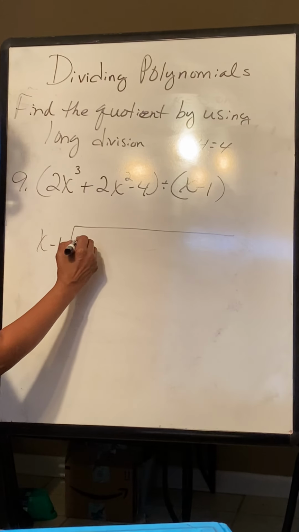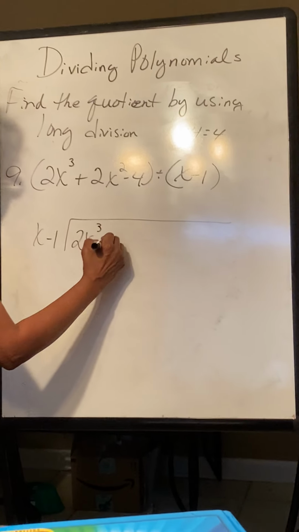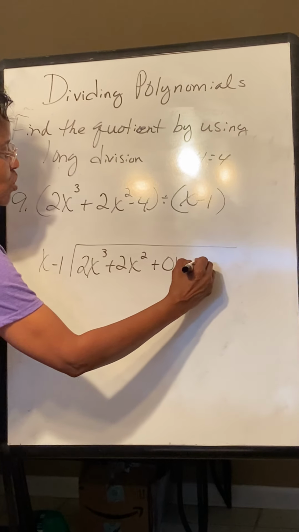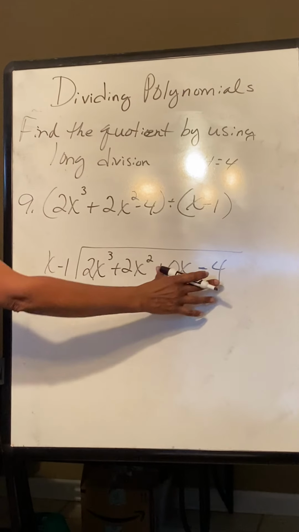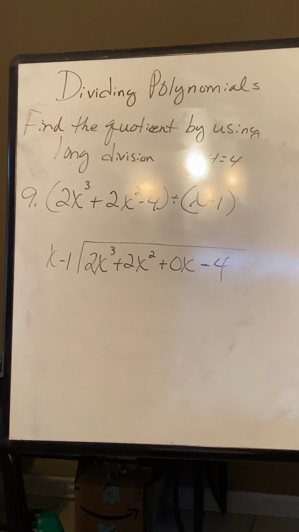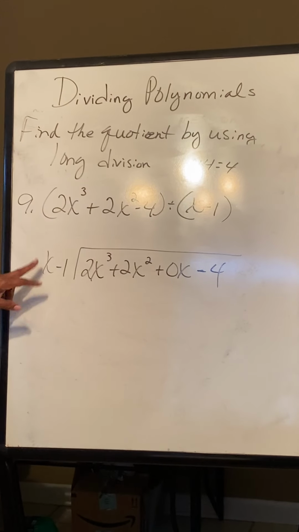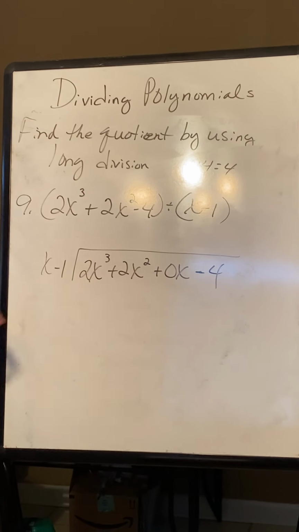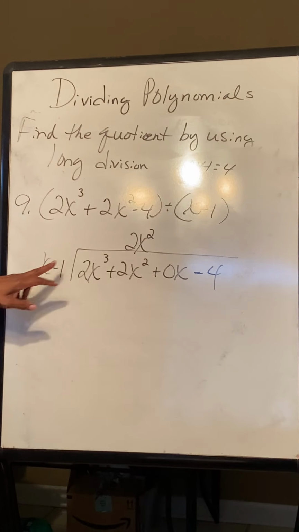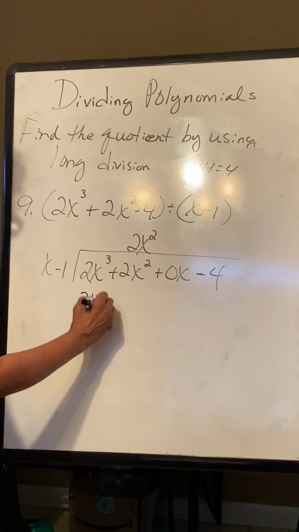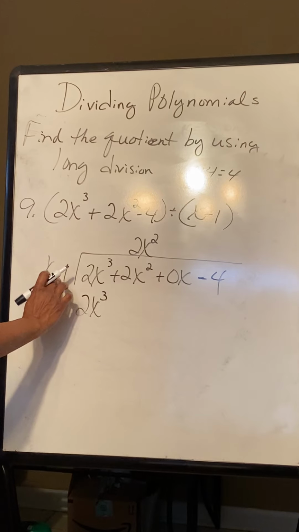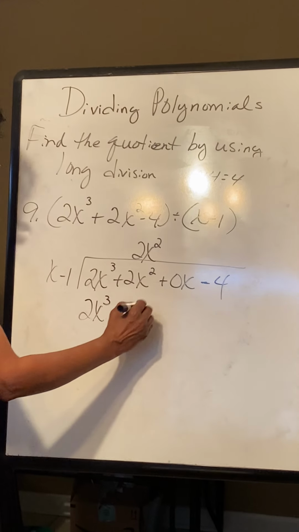The purpose of inserting a 0 is for you to have some place to put your terms when you multiply. That does not take away from anything, okay? So now we're ready to divide. X times what gives me 2x cubed? I would have a 2x squared. Multiply. 2x squared times x gives me 2x cubed. And 2x squared times a negative 1 is a negative 2x squared.